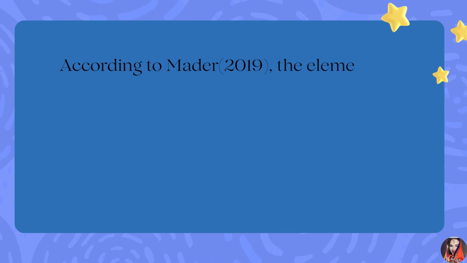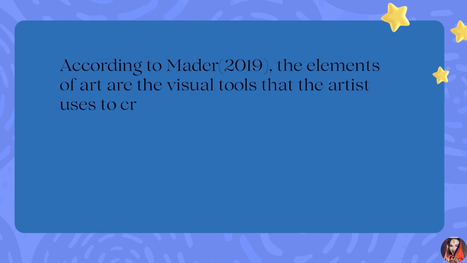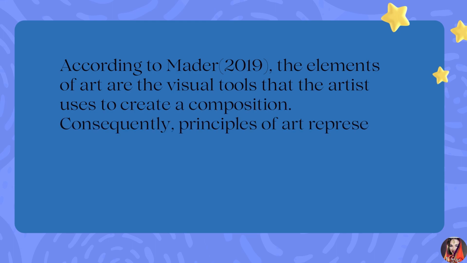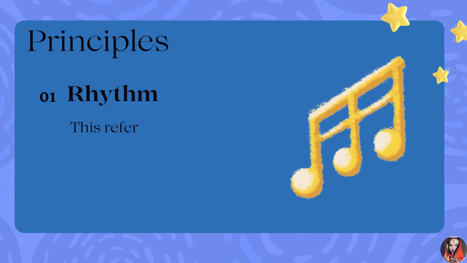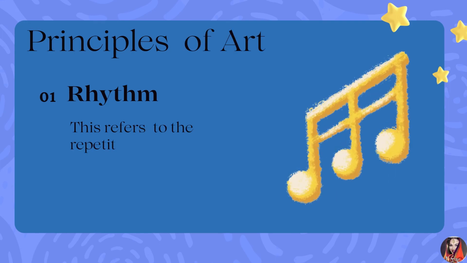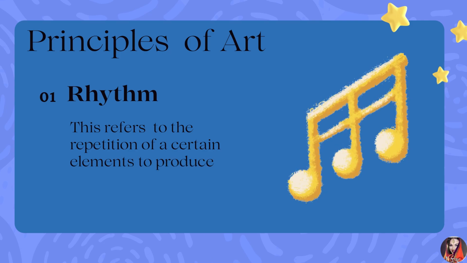According to Mather, the elements of art are the visual tools that the artist uses to create a composition. Consequently, principles of art represent how the artist uses elements of art to create an effect and convey the artist's intent. And here are the different principles of art. Number 1 is rhythm. This refers to the repetition of a certain element to produce a pattern.